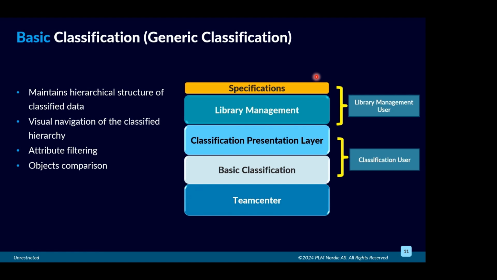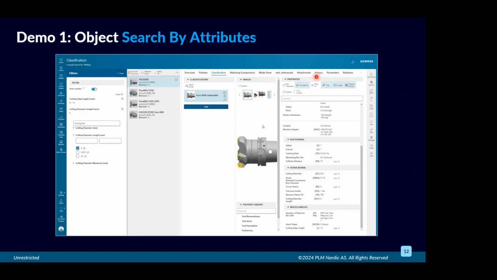It provides a basic functionality of classifying the parts, then searching the parts, filtering the parts, and comparison. We will see a brief demo of it. Whatever is in the basic is also in the advanced. Basic means you get it if you have a classification module or license. So it doesn't mean it is not there in the advanced. It is the same or included.